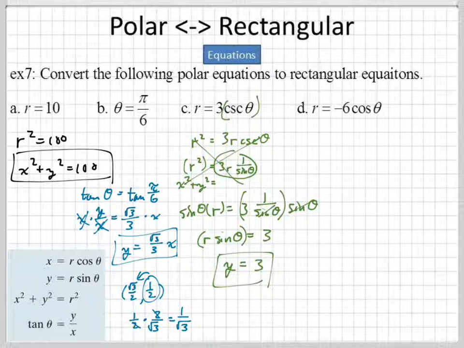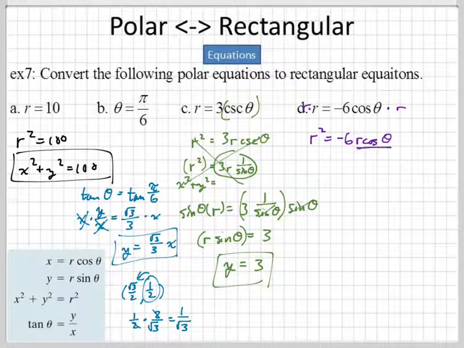So what can I do to both sides? I heard divide by 6. You want to divide by 6? I heard multiply by r. What do you guys want to do? r. Okay, let's try it. Let's times r times r. So we have r squared equals... I'm just going to reorder it here. Negative 6 r cosine theta.